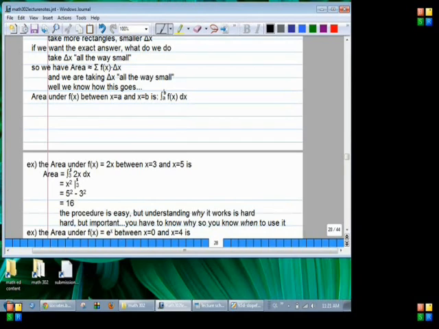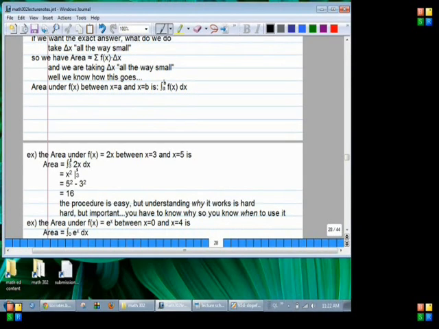So about this one. The function is e to the x. Let's find the area under that function from x equals 0 to x equals 4. Why is this one easy? What do we have to do? Why do we just plug it in? Because the integral of e to the x is e to the x. So this is an easy one.